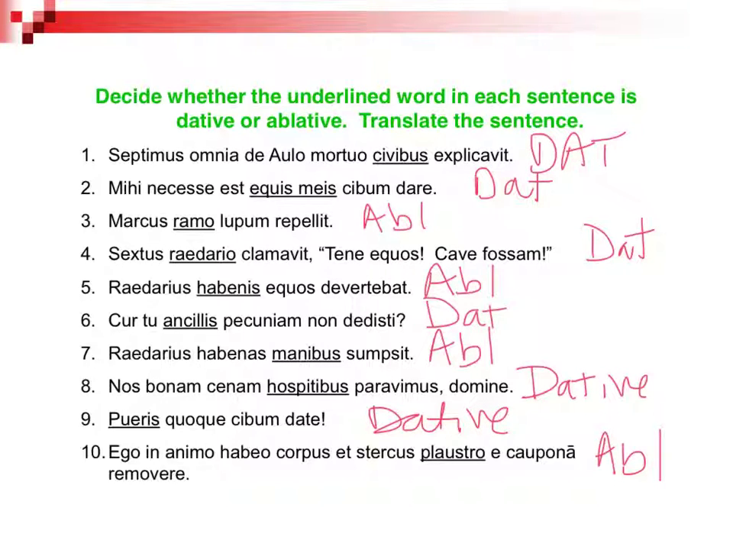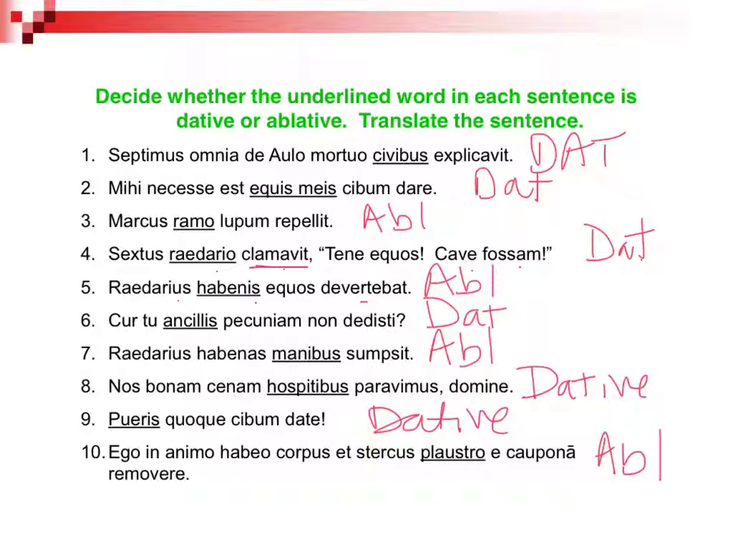Alright, here are the answers. Quibus is dative. Septimius explained everything about Daedalus to the citizens. Number 2, it is necessary for me to give food to my horses, dative. Number 3, ramo is by means of a branch, ablative of means. Marcus drove off the wolf. Number 4, Sextus shouted to or at the carriage driver, hold the horses back, beware of the ditch. So dative with intransitive verb clamavit. Number 5, habenis is ablative with the reins. The carriage driver turned the horses aside.